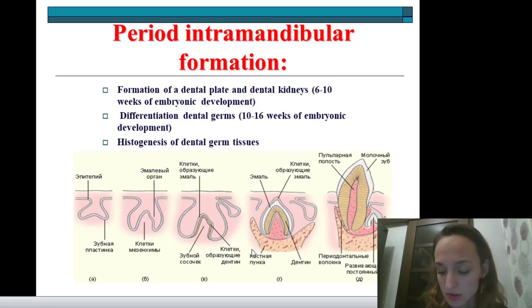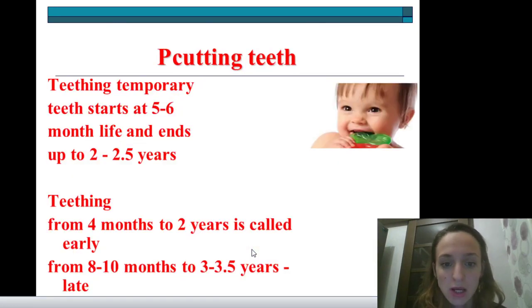Differentiation of dental germs and histogenesis of dental germ tissues. Eruption of temporary teeth starts at 5 to 6 months of life and ends up to 2.5 years. Teething from 4 months to 2 years is called early, and teething from 8 to 10 months to 3 and 3.5 years is called late.